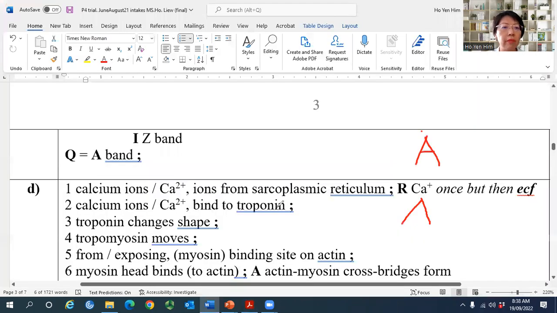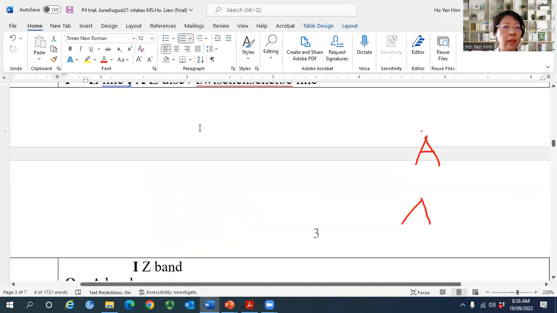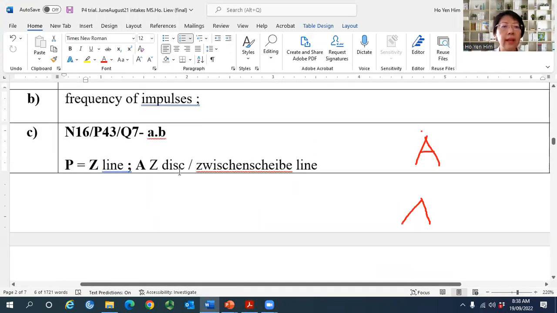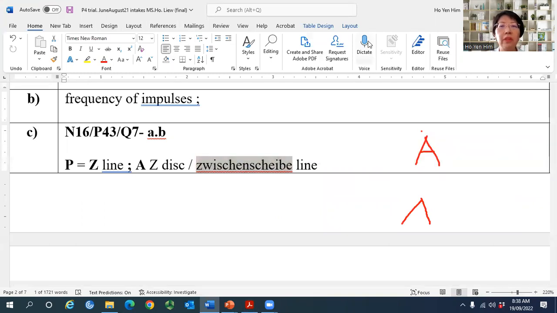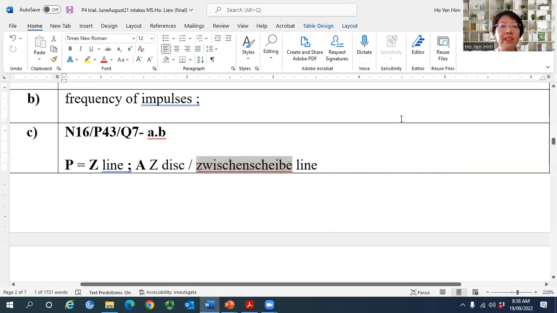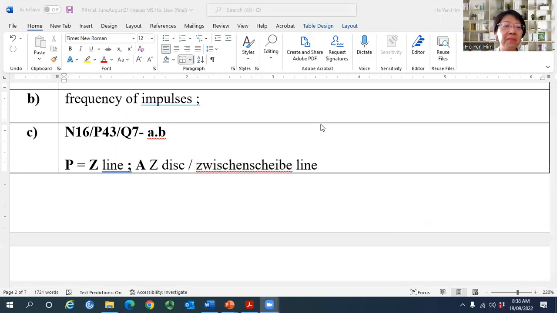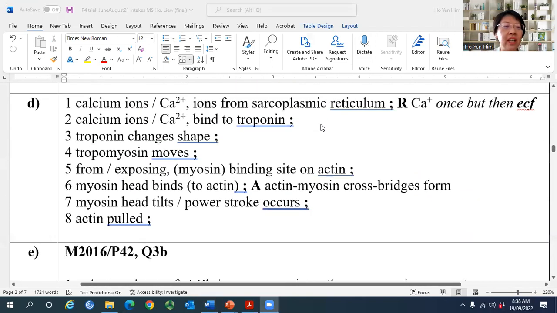Then what else do we have? P is the Z line or the Z disc. Interesting, you see the mark scheme gives the actual full name of the Z disc, which is in another language. I don't know what language this is. Okay, right, D.